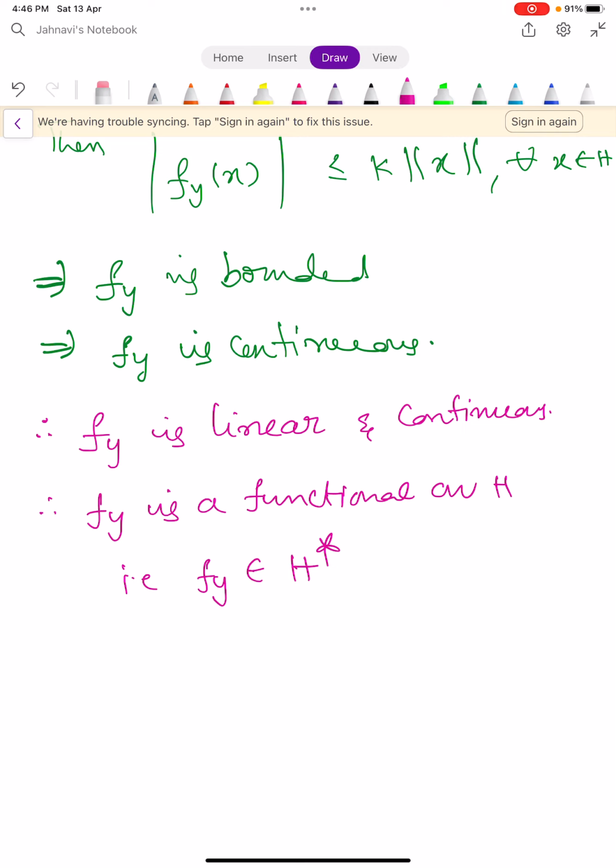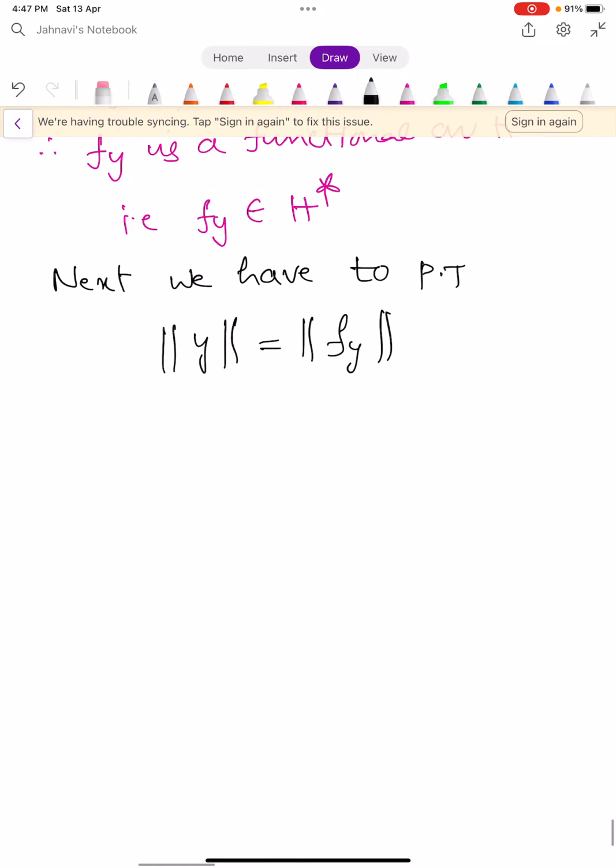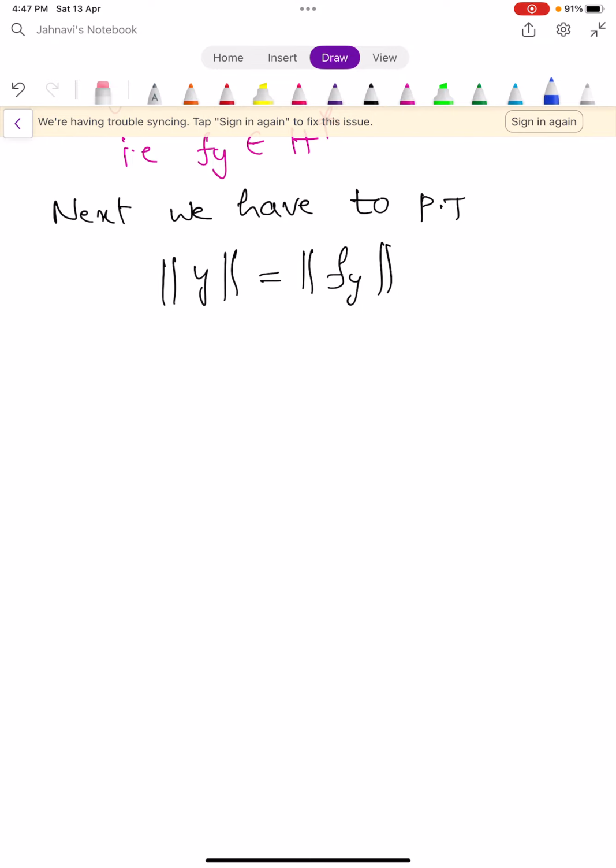Further, next we have to prove the second part of the theorem, that norm y is equal to norm fy. It is remaining to prove that norm y is equal to norm fy. To prove this, we already have for all x belonging to capital H, mod fy of x, or simply mod fy.